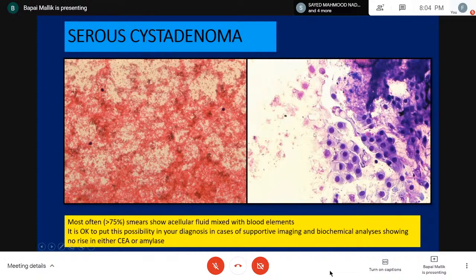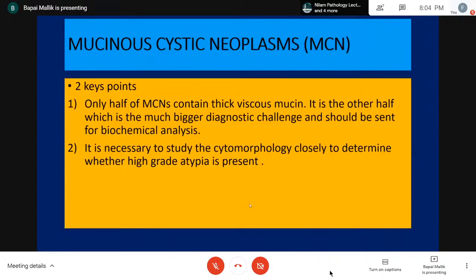And if you are unable to see the cells, it is okay to put the possibility in your diagnosis in case of supporting imaging and biochemical analysis showing that there is no rise in CEA or amylase. So that's very important. No rise in CEA, no rise in amylase. You do not find any cells, you can still put a possibility of serous cystadenoma.